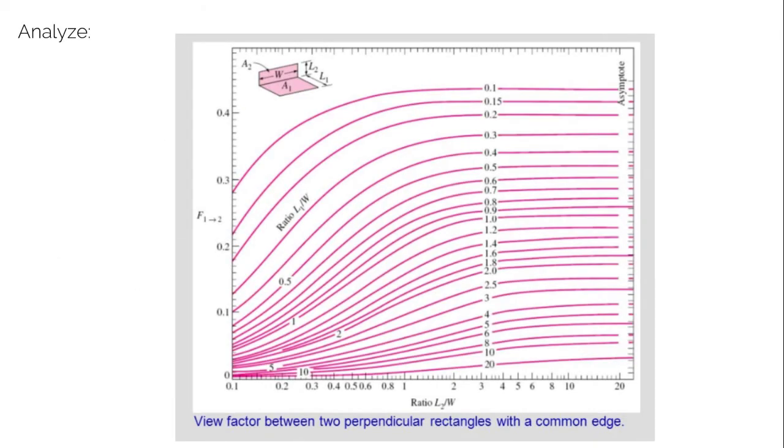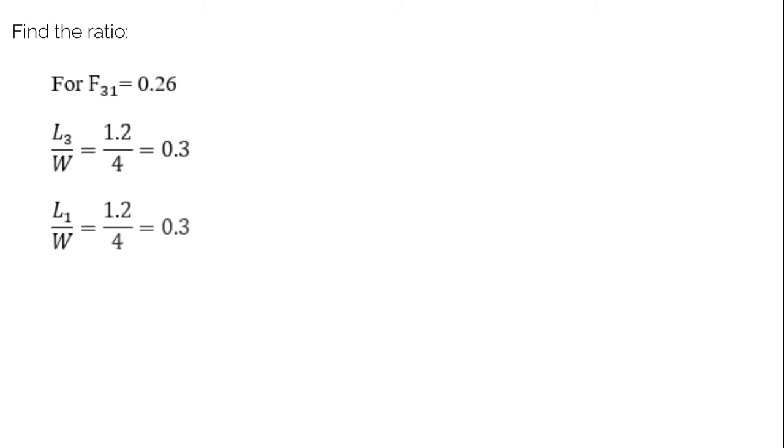Next, we must analyze the view factors. To find the view factors, we must use the figure of view factor between two perpendicular rectangles with a common edge. But before that, we must find the ratio L over W for both surfaces involved. First, we want to find the view factor F3 to 1. So we must find L3 over W and L1 over W. L3 over W, which is 1.2 over 4, equals 0.3. And L1 over W, we get 0.3.